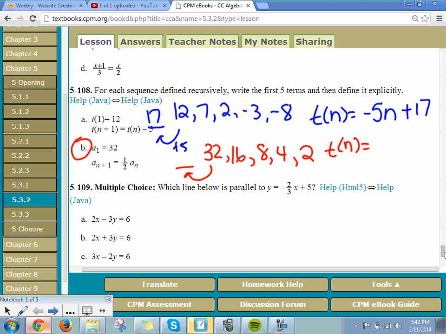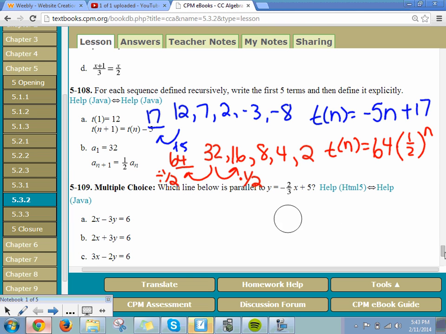So in this one, what we have to do is figure out our starting term. So again, we need to get that 0 term. Before we were multiplying by 1/2 each time, so now we are going to divide by 1/2. 32 divided by 1/2 is 64, the same thing as multiplying it by 2. So we'll get 64 times our multiplier, which we said was 1/2, to the n. And that's how we can find our first 5 terms and then write the explicit equation.